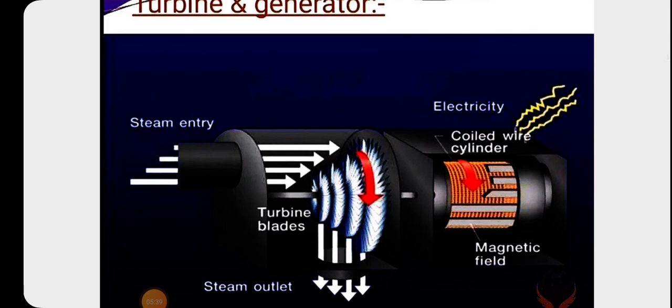Next, this is the turbine and generator, and this is all about steam power generation or geothermal power generation.